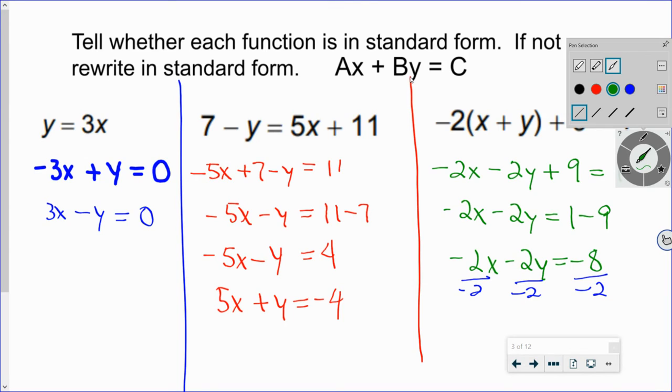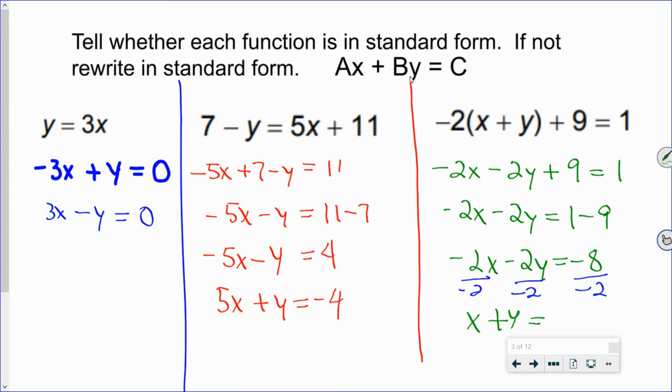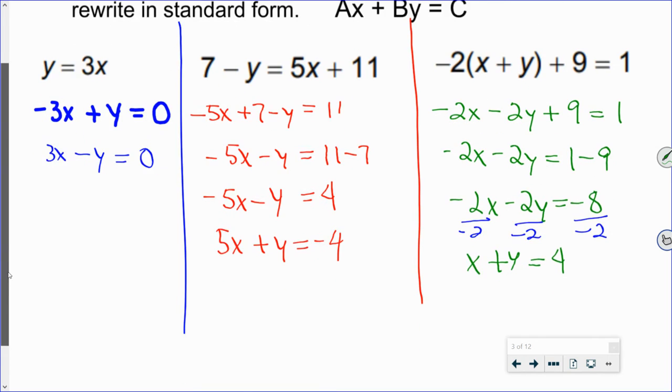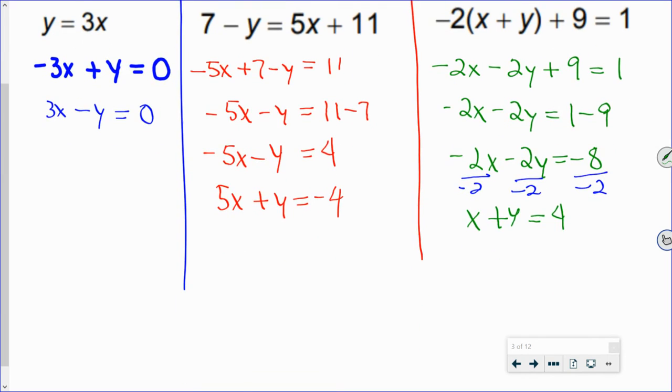So negative 2 divided by negative 2 is just positive x. Negative 2 divided by negative 2 is just positive y. And negative 8 divided by negative 2 is positive 4. Now I've got it in its simplest form, x plus y. There's nothing complicated. The thing I love about math is we want to simplify everything, make it just as simple as we can get it. That way we can use it. So x plus y equals 4. That is the standard form of the equation of that line. Questions on that one?